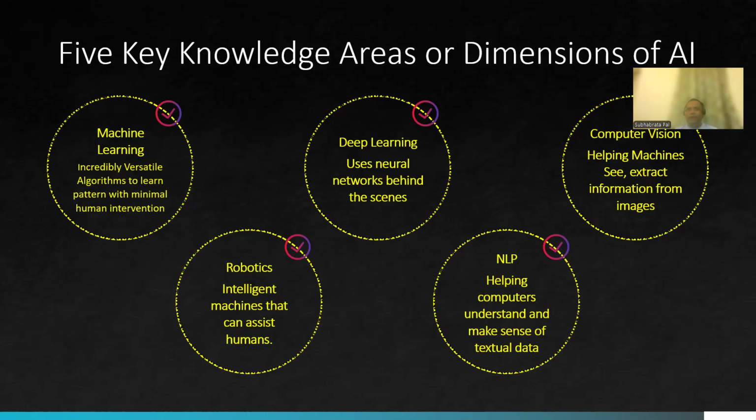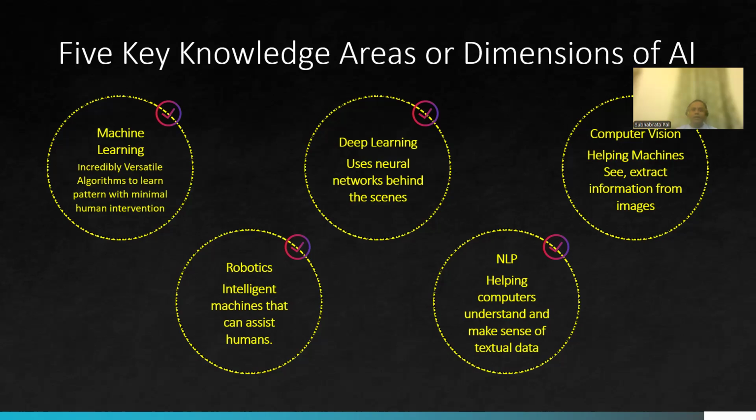Number one, machine learning, which is the most commonly used area, and we are going to focus more on that. It is an incredibly versatile algorithm to learn patterns with minimal human intervention. Here it is completely based on different types of data, whether labeled or unlabeled. We will talk more about that. Supervised learning, unsupervised learning, semi-supervised learning, reinforcement learning, all these will come under machine learning, which is typically based on the data and the different algorithms fed into it.